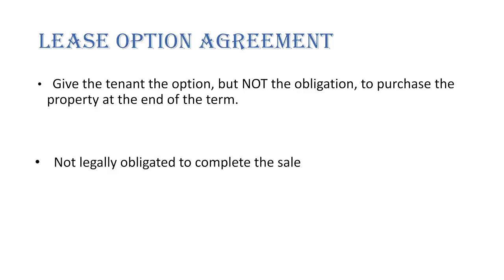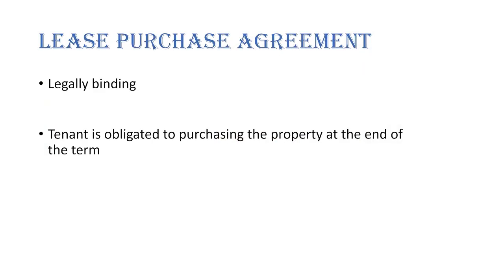Now, there's an important distinction here that you need to understand because there are two main types of these agreements in Canada. The first is a lease option agreement. This gives the tenant the option, but not the obligation, to purchase the property at the end of the term. If they decide not to buy, they just walk away. They will lose whatever option fee and rent credits they've built up, but they're not legally forced to complete the purchase of the property. The second is a lease purchase agreement.